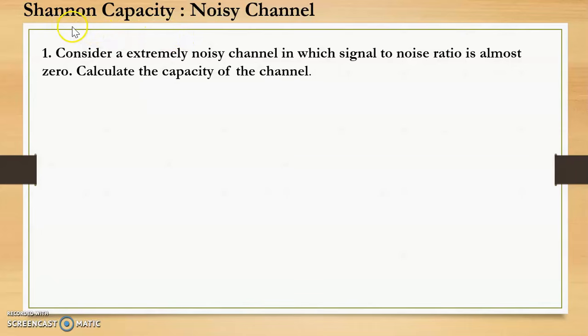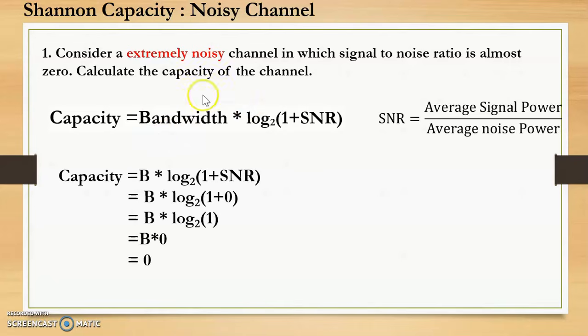So let us solve some problems based on Shannon capacity. The first question is, consider an extremely noisy channel in which signal to noise ratio is almost 0. Calculate the capacity of the channel. So over here we are given that signal to noise ratio is almost 0 and we need to find the capacity of the channel. So we will use this formula, that is Shannon capacity formula, to find the capacity of the channel. Now we are given in the question that the channel is extremely noisy.